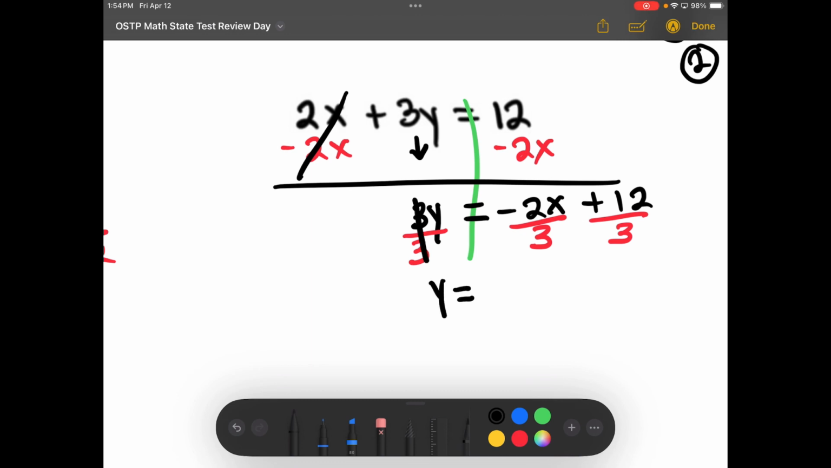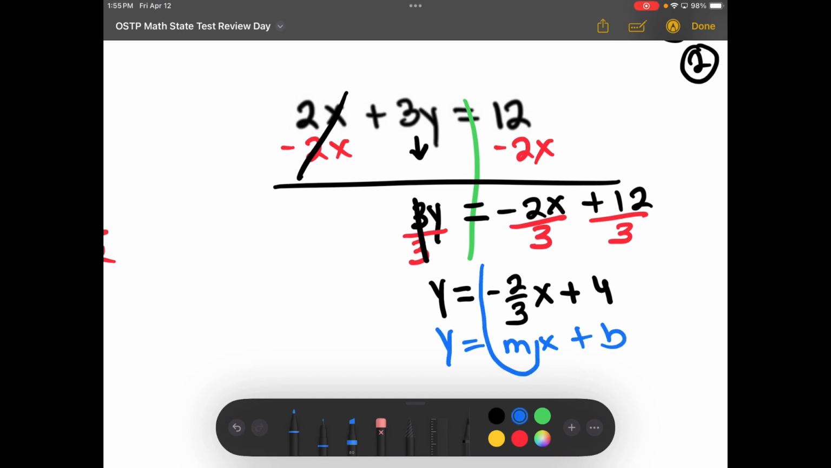Y equals, this is already simplified. This is just negative 2/3 x. And then what is 12 divided by 3? Say it again. 4. It is 4. So I'm going to put positive 4 plus 4s. So y equals mx plus b. Here's your m.